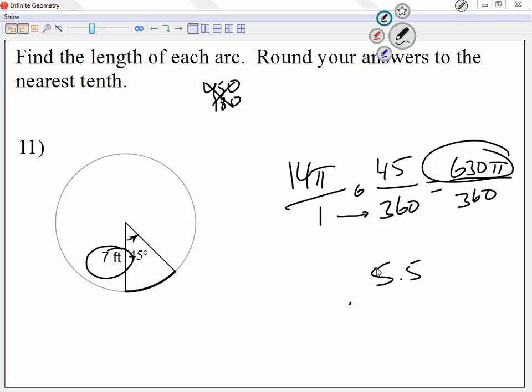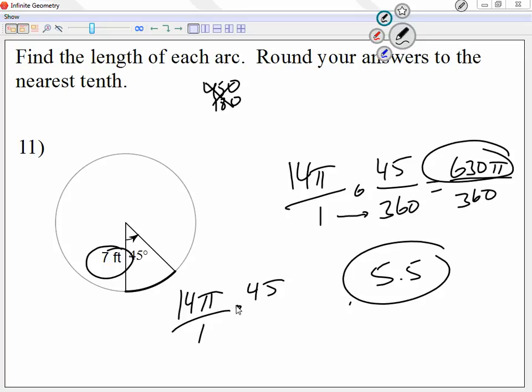So we got a 5.5, right? Now the question was, can you simplify it? We had 14 pi to begin with, 14 pi times 45 over 360. We're like, well, can we simplify that? Let me divide each by 45. So we get a 1 on top, we get an 8 at the bottom. So we have 14 pi over 8. But then here, go 14 times pi, which gives you a decimal, divided by 8, and it should give you 5.5.